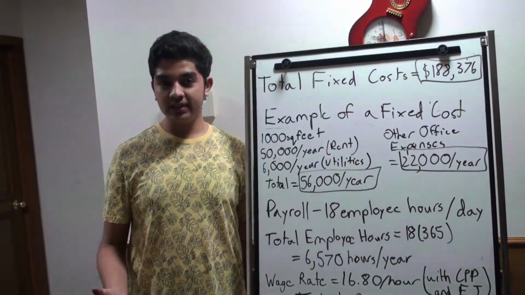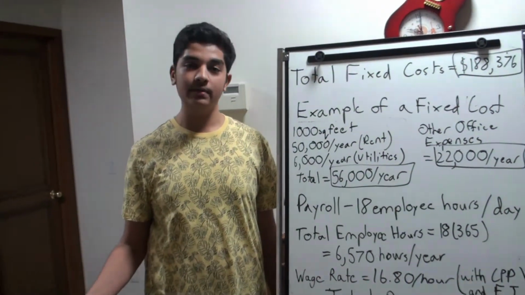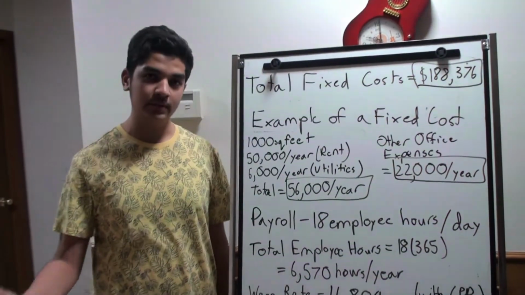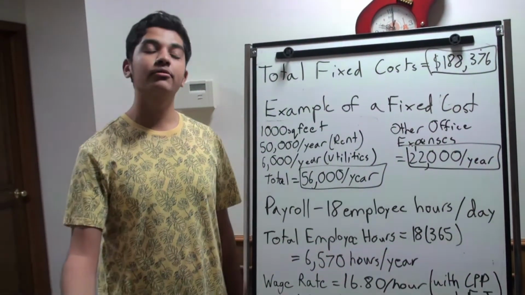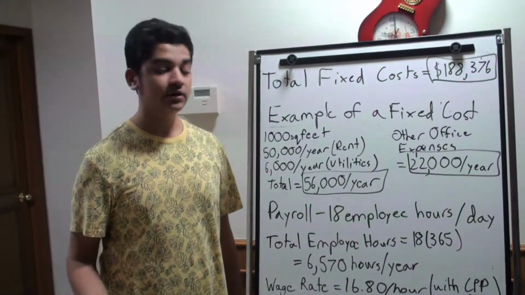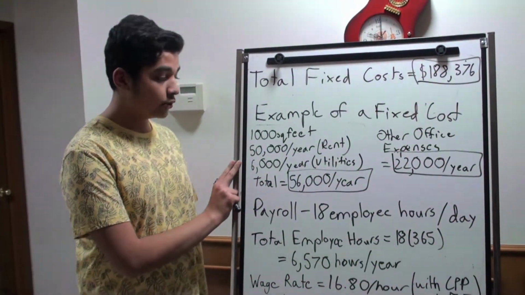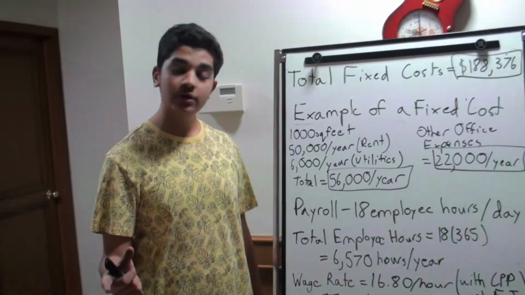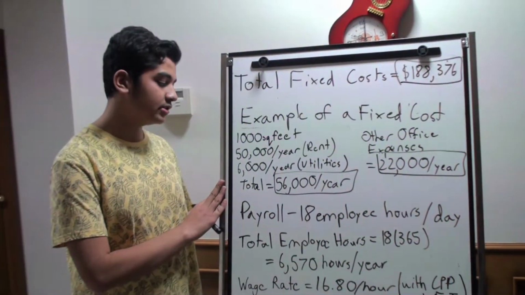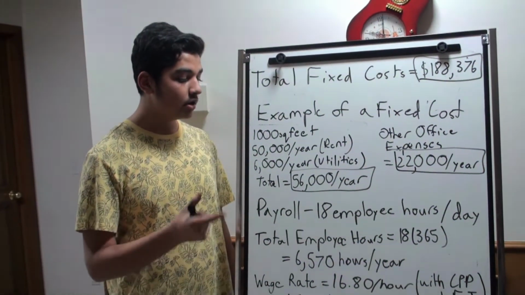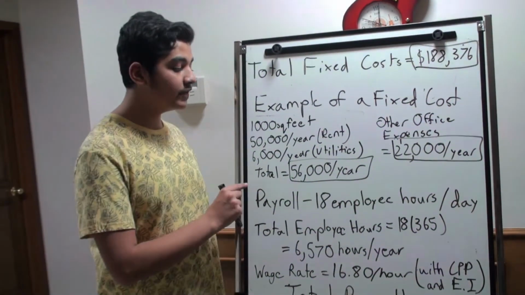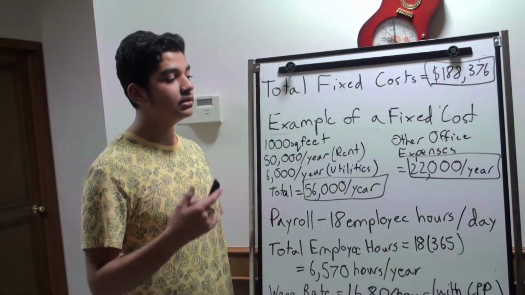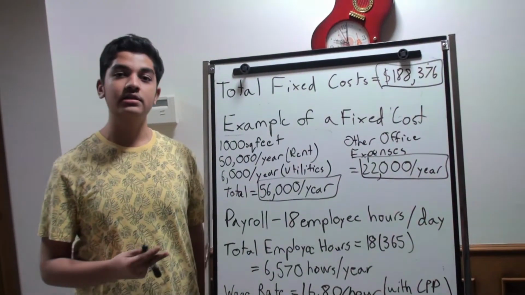Now that we've explored the different types of costs associated with starting a business, we're going to look at an example of what a fixed cost would look like in a real business. Let's say you want to start a burger business in Calgary. The place you've looked at is 1,000 square feet, and the rent is $50,000 per year. The utilities for that place are $6,000 per year, which means the total rent and utility cost is $56,000 per year.